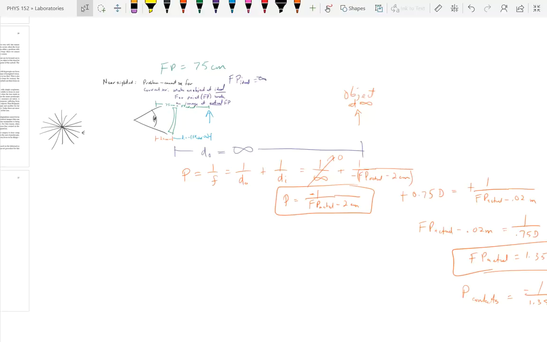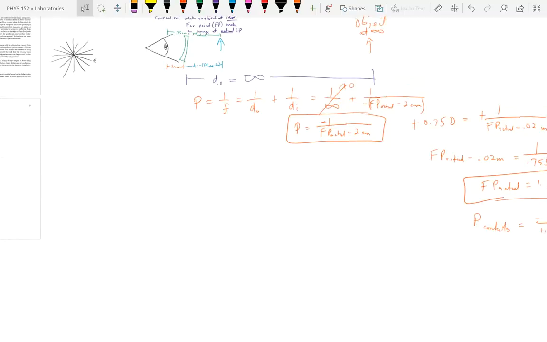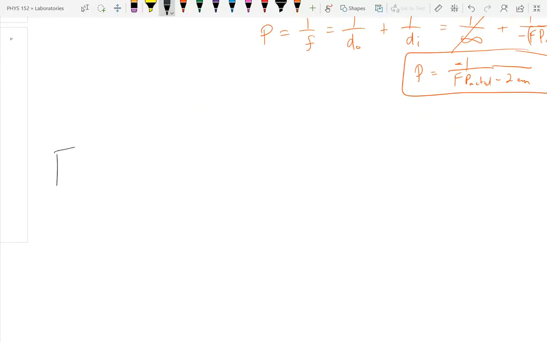Any questions about the myopic correction? Because that was basically one of the two options you were going to do for lab. The last one will be the hyperopic, or the farsighted. So for a farsighted person, what's the problem with their vision?